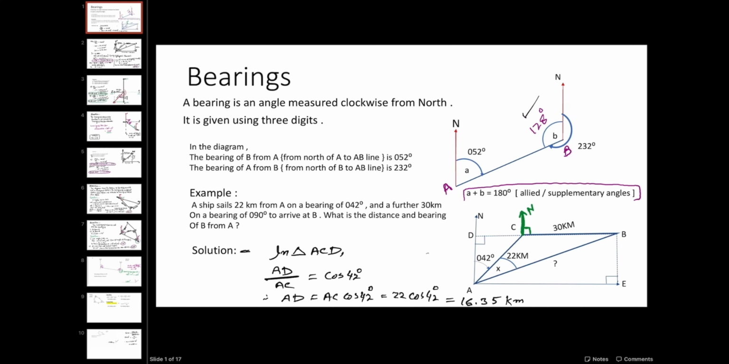Now the bearing of A from B is 360 degrees minus 128 degrees, which is equal to 232 degrees.